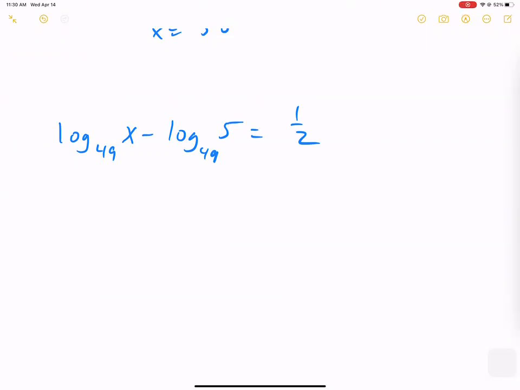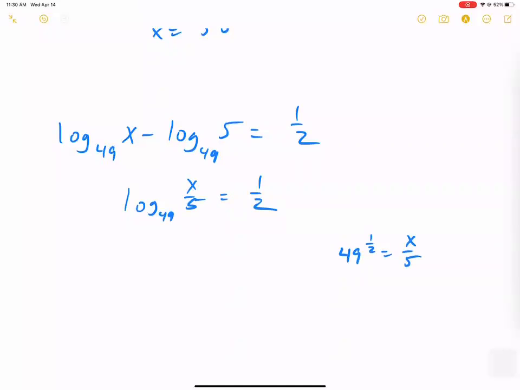Do you remember what happens if I'm subtracting on the outside? What am I doing on the inside? If I'm subtracting on the outside, I am dividing on the inside, log base 49 of x over 5. Now that we have this point, we can again solve this in two different ways. We can use the identity: 49 to the 1/2 power is equal to x over 5.